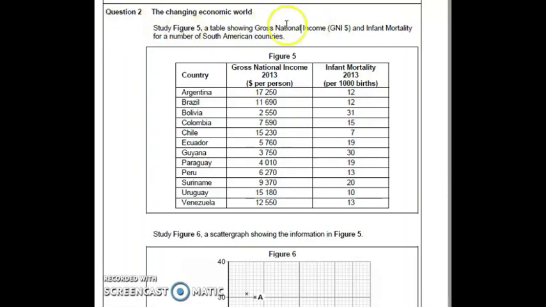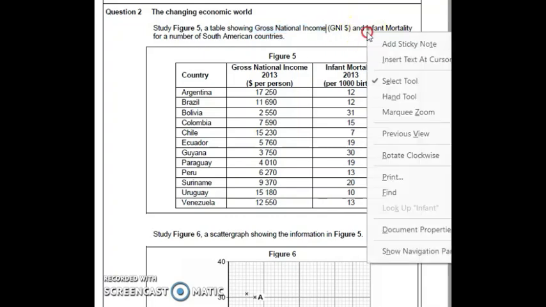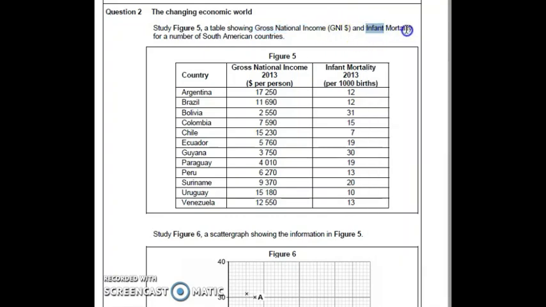Figure 5, a table showing gross national income and infant mortality for a number of South American countries. So, gross national income, that's basically the money and the value of everything that you've made in your country in a year, plus all the profits from your companies worldwide. So it's just a way of measuring how much money basically your country has. Infant mortality, that is the number of babies that die before they turn 1.